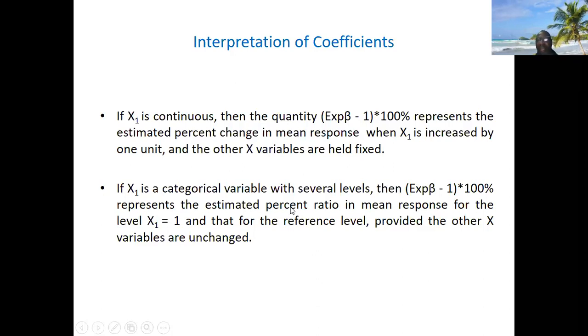If x1 is a categorical variable like this case now, with several levels, then exponential of beta minus 1, expressed as 100% in percentage, represents the estimated percentage ratio in mean response for x1 equal to 1 and that for the reference level, provided the other x variables are unchanged. Now, what we are saying is that if that particular thing is 100%, it has not changed, because you are comparing the academic and the vocation. So 1 just means the rate for this is the same as for the vocation.